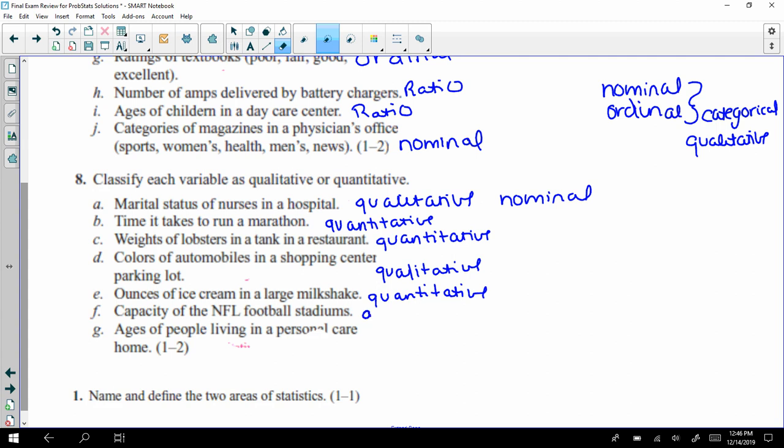Capacity, quantitative. And ages are also quantitative. Now, I named the two areas of statistics, inferential and descriptive. Make sure that you define those again.